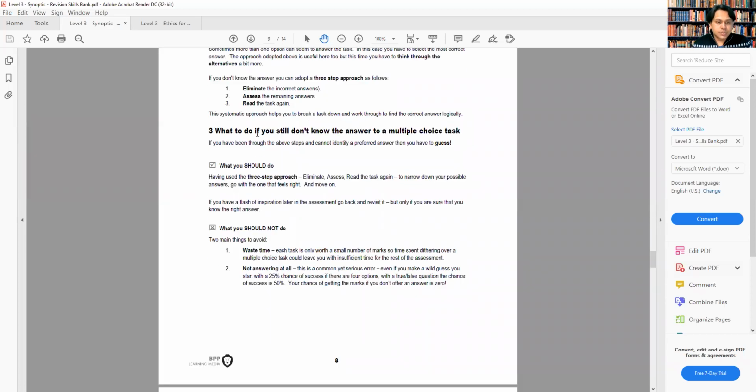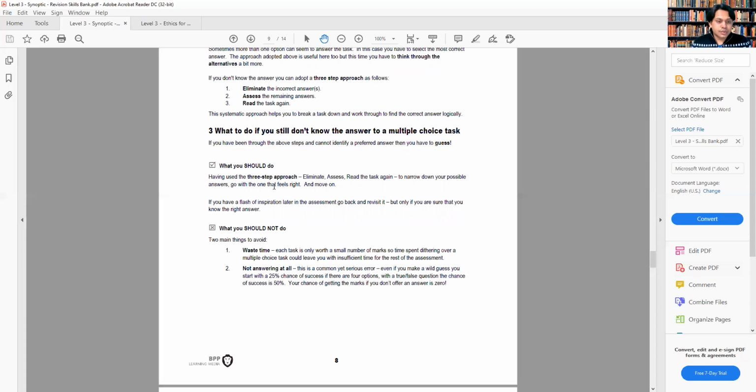What to do if you still don't know the answer to a multiple choice question? For example, after following this approach, you still don't know the right answer. What will be the best approach at that time? If you have been through the above steps and cannot identify a preferred answer, then you have to guess. Only one thing is left. I have to guess the right answer.